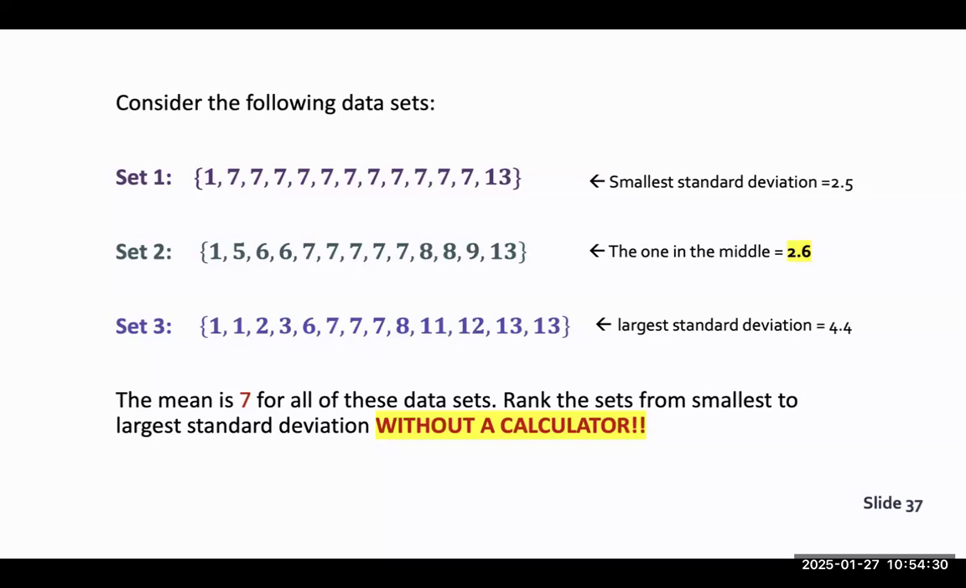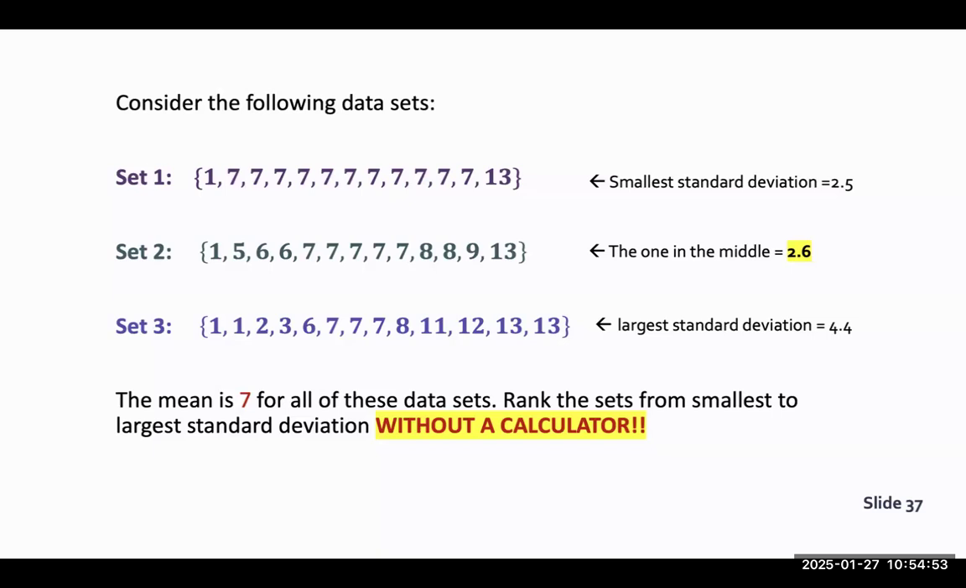Now again, if set 1 was all 7s, the standard deviation would be 0. If set 1 was all 7s, but the first number was a 6 and the last number was an 8, 6 and 8 are just a unit away from 7. So the standard deviation would be close to 0. It wouldn't be 0, maybe it would be like 0.6 or 0.9, maybe 1, something like that.